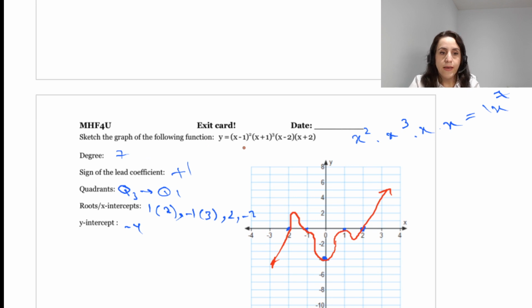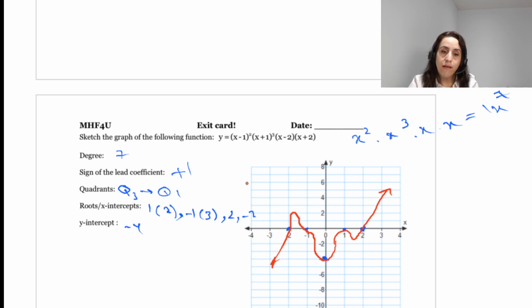Here I have x to the power of 2 in one bracket, x to the power of 3 in another bracket, x and x. If I multiply these together, I'm going to have 1x to the power of 7. 1 is going to be the leading coefficient for this function, and 7 is going to be the degree. Degree 7, and the sign of the leading coefficient is positive, so I didn't need to put positive 1.